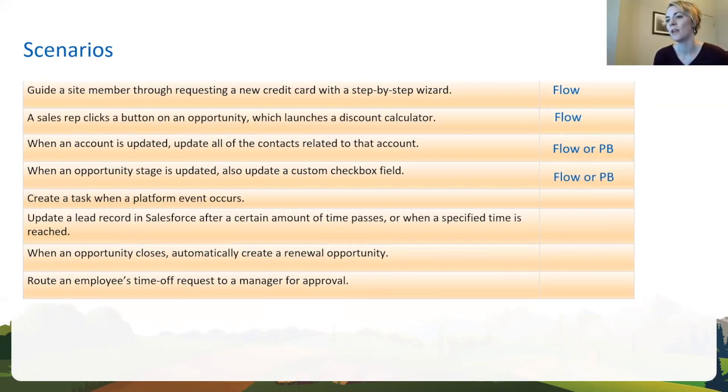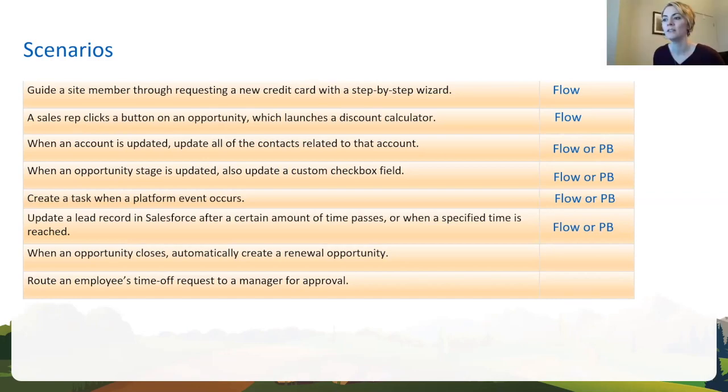Create a task when a platform event occurs. Update a lead record in Salesforce after a certain amount of time passes or when a specified time is reached. Ooh, there's a key word there. I'm going to say Process Builder. Both. I think that's a new functionality now, you can do it in both. Oh, yeah, with the new capabilities in Flow.